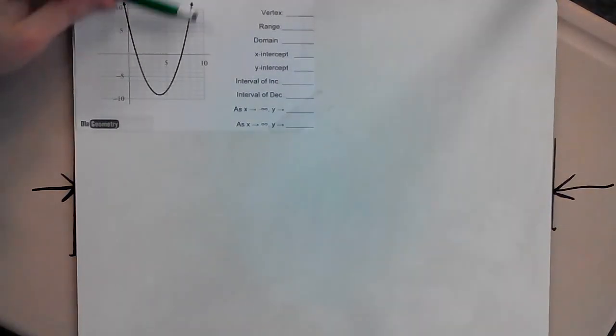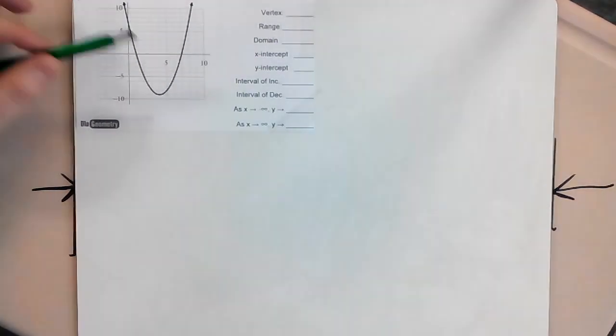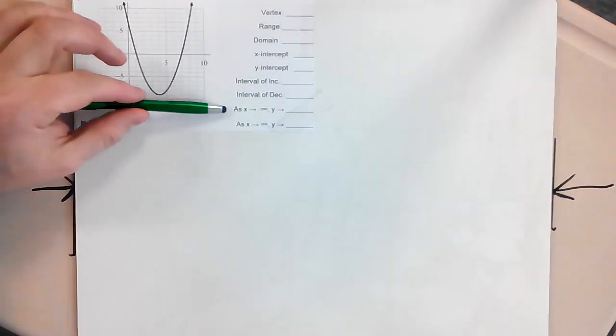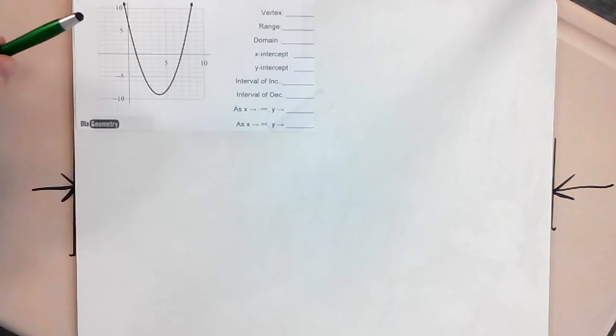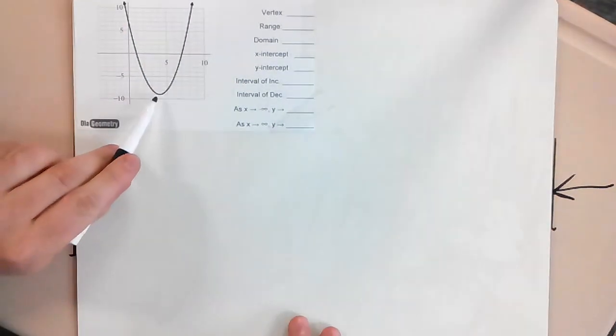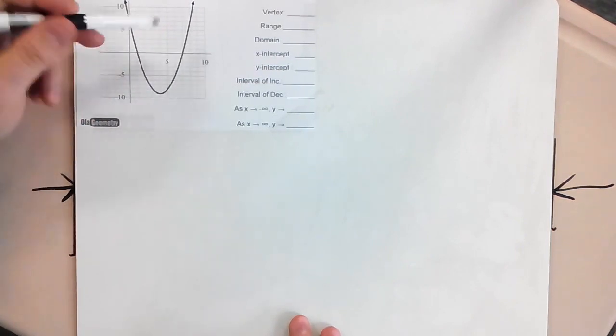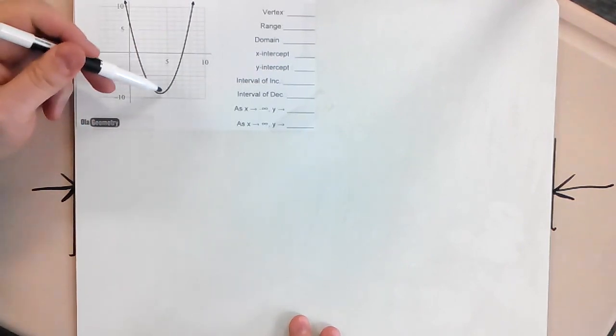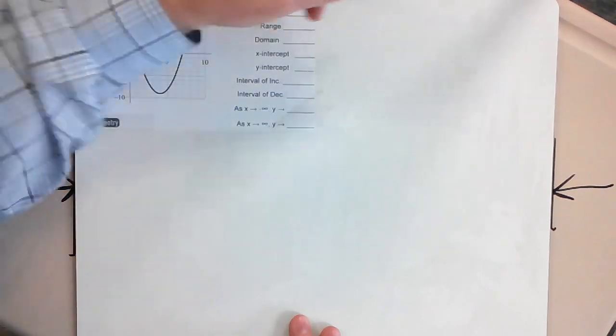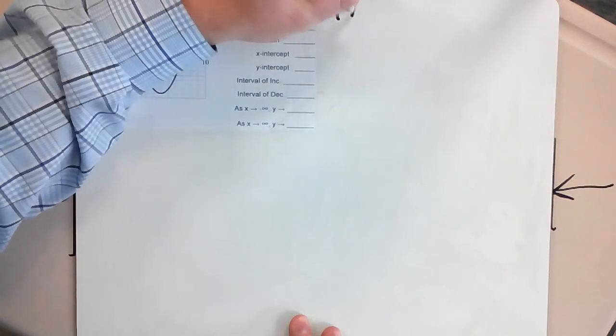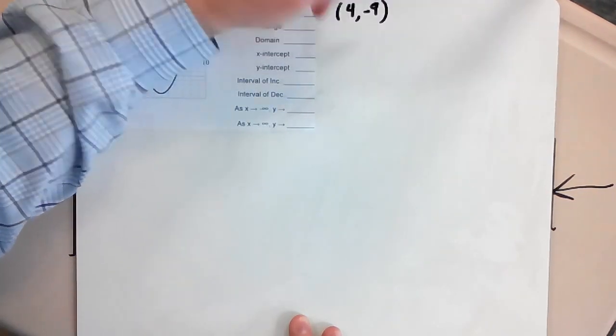So this problem here is a parabola, and we're just going down the list like we usually do, but we got two new points, and we're gonna talk about those. So the vertex is this point right here, the point of change, and that is 4, -9. So the vertex is 4, -9.